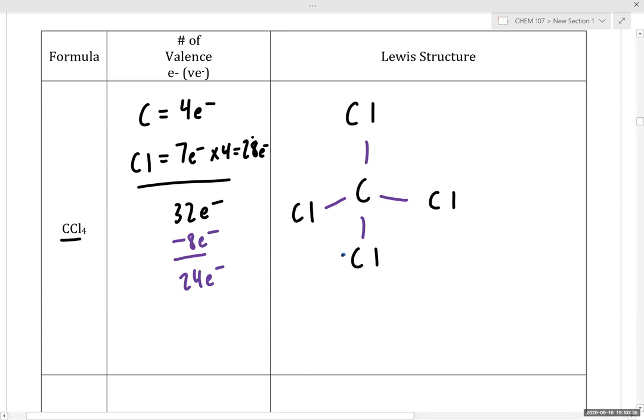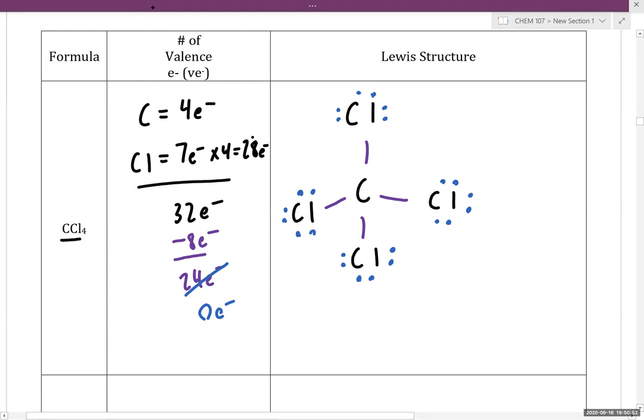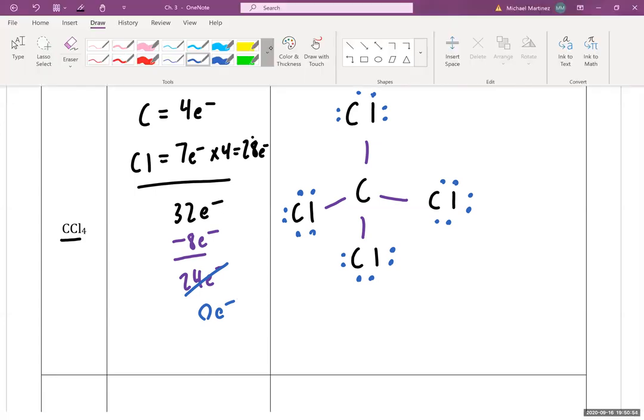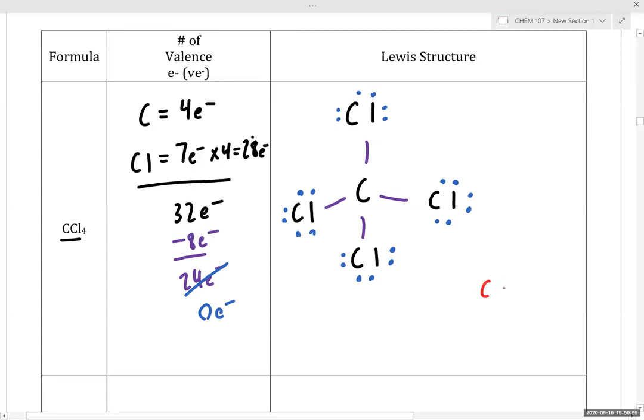Lone pairs, exactly. 2, 4, 6, 8, 10, 12, 14, 16, 18, 20, 22, 24. I have 0 electrons remaining. Now let's check the octet rule. Carbon has 8 electrons. Chlorine, 2 plus 6 gives us 8. So it looks like the octet rule is fulfilled.